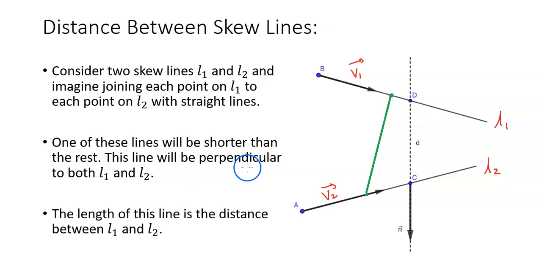Notice also that this line is going to be perpendicular to both the lines L1 and L2, which means that this line is parallel to the normal vector n, and we can get a normal vector n by simply calculating V1 crossed with V2. Anyway, the length of the line from D to C, which I've written as D here, is the distance between the lines L1 and L2. And the question is, if we don't know D and C, how on earth do we calculate this distance?